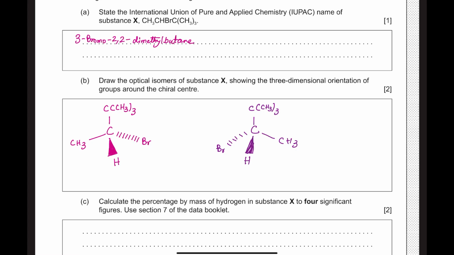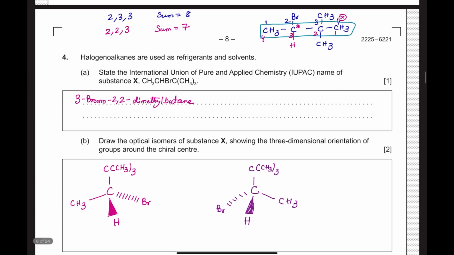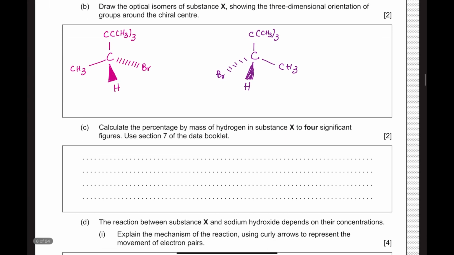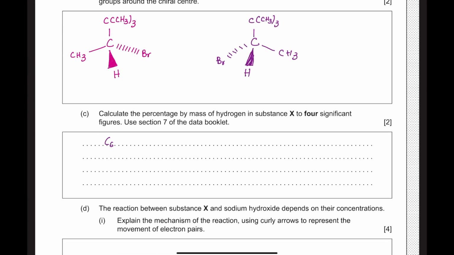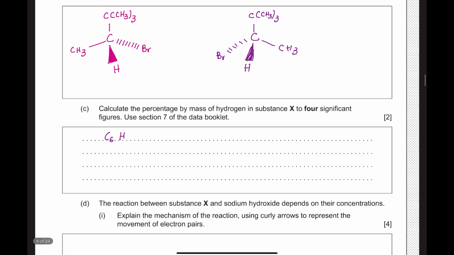Next, we have to find the percentage of mass of hydrogen in substance X, to 4 significant figures. So I'll quickly find the molecular formula. It is 1, 2, 3, 4, 5, 6, C6, and the number of hydrogen atoms would be 3, 4, 4, 6 are 10, 3 are 13. C10, S13, Br. This is your molecular formula, right?